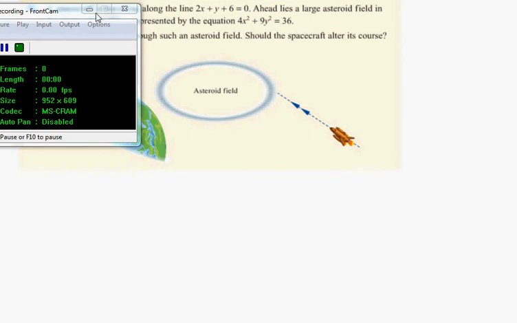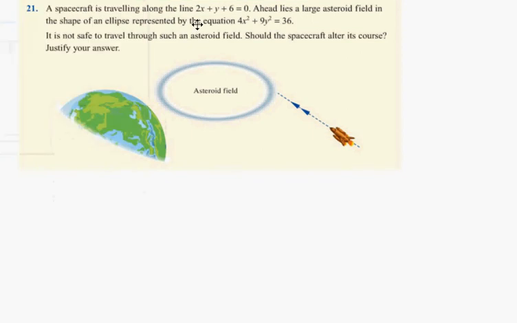And we're good. Now, the spacecraft is traveling along the line 2x plus y plus 6 equals 0. What lies ahead is a large asteroid field in the shape of an ellipse, which is this curve here, given to you by this equation here. It is not safe to travel through such an asteroid field should the spacecraft alter its course.